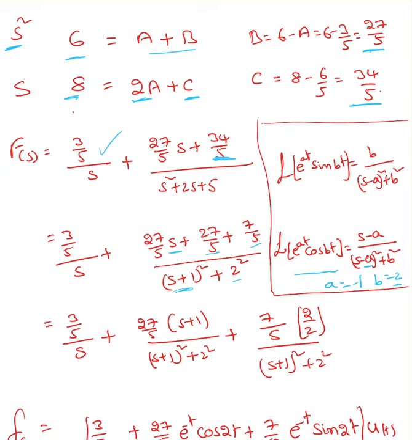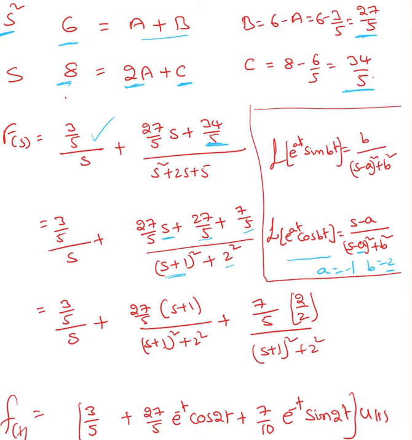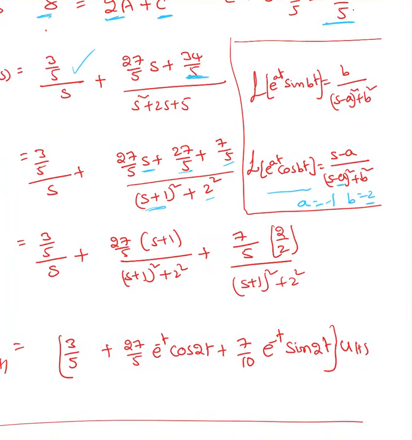I think you're going to use numbers 19 and 20. This is 20. And for the next one, b over ((s minus a) square plus b square). Since I don't have b here, I'm going to divide and multiply by 2. So I will end up with 7 by 10 as a constant, and I can write this as 2 over ((s plus 1) square plus 2 square). So 7 by 10 times 2 over ((s plus 1) square plus 2 square).